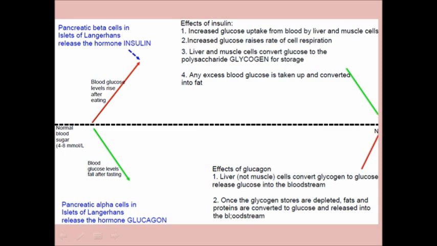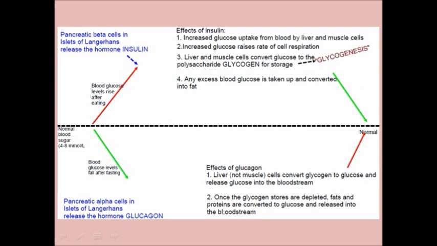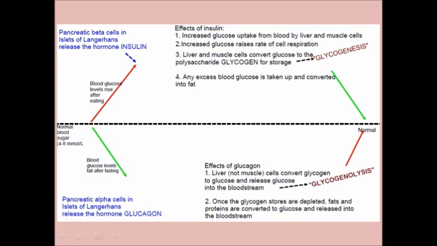Now, there are just some terms which it's useful to know. When insulin activates liver and muscle cells to convert glucose to glycogen, the proper name of that process is glycogenesis. So think of Genesis, first book of the Bible, all to do with creation. Glycogen, you're making glycogen.